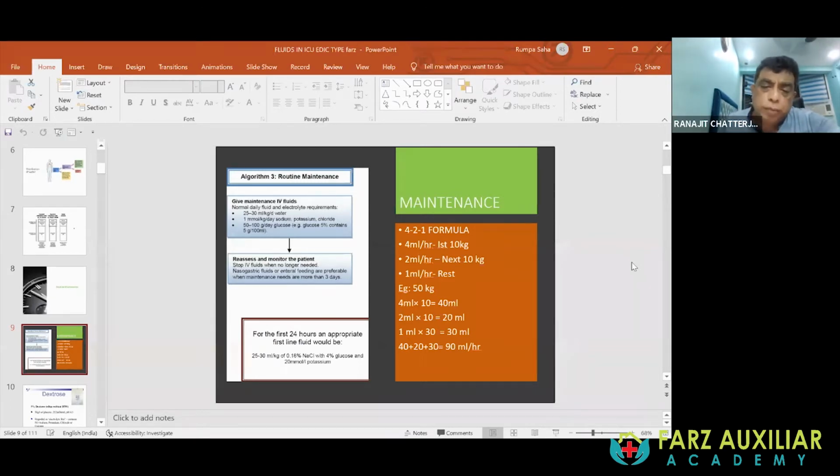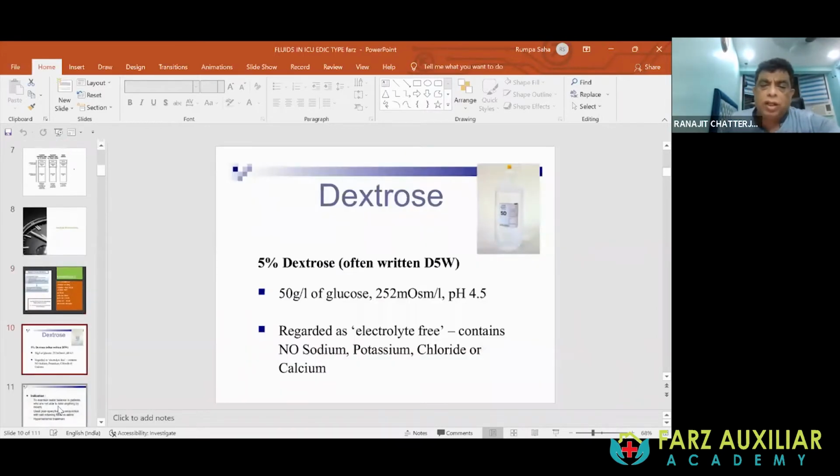They can ask you the composition of the ideal maintenance fluid. So this is the composition of the ideal maintenance fluid. So dextrose, I'll very quickly go through it. Remember, never give dextrose to maintain nutrition of a patient. You would have to give at least 10 to 12 bottles of dextrose to give that amount of nutrition. That is not possible. Basically, dextrose is used as a maintenance fluid.